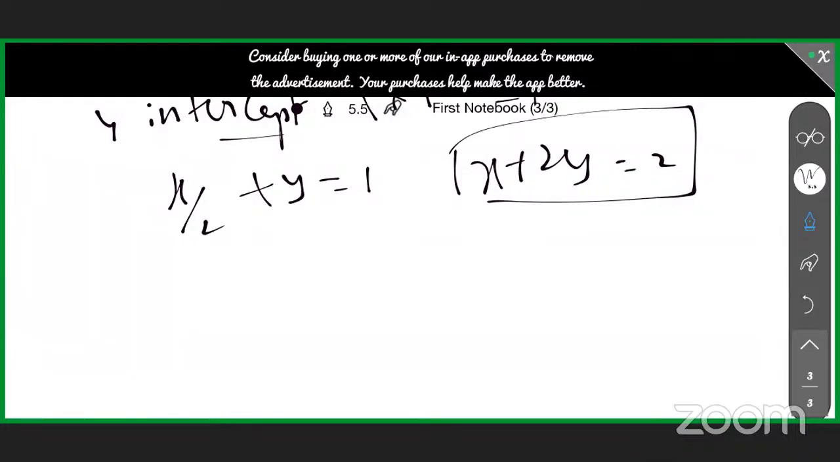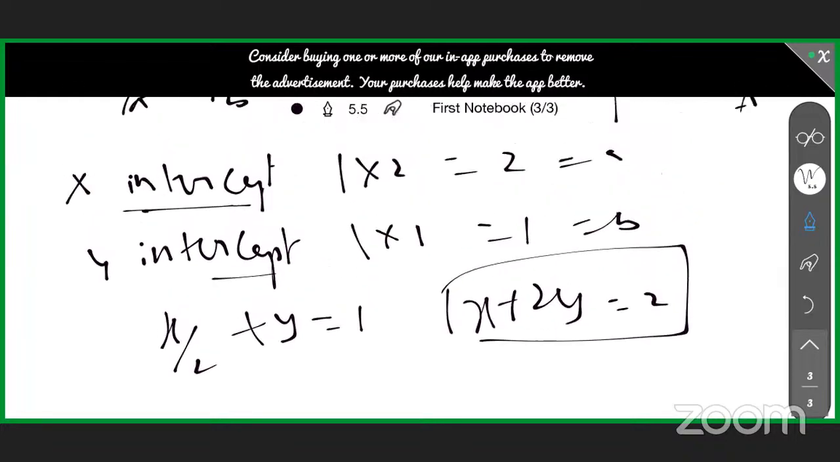Is it clear, dear students? Is it clear? No, sir.